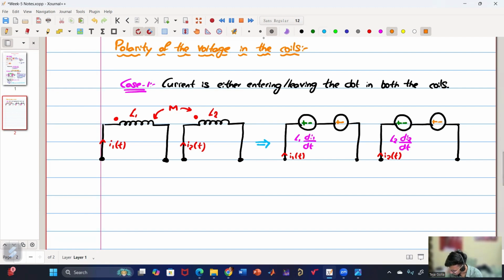But if you see here, the term will be M into di2 by dt, because the mutual inductance happens because of the current in the other coil. So this will be M into di1 by dt.